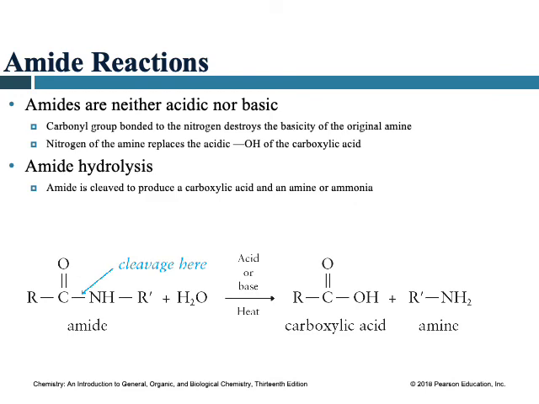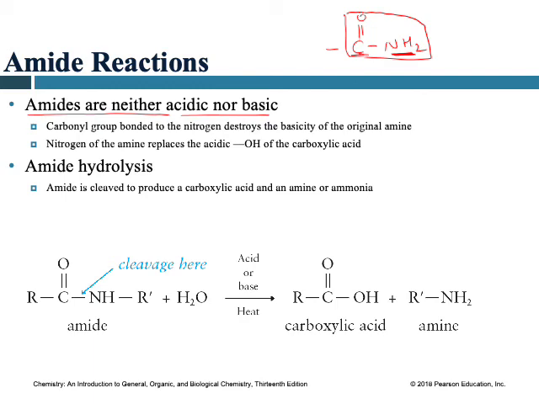So now let's talk about the amide reaction. First of all, amides are neither acidic nor basic. What does it mean? So what is amide? Amide is C double bond O, NH2. Because of this structure of the amide group, the carbonyl group that you have in the amide normally destroys the basicity of the amine group. Because of the presence of the carbonyl group near the NH2 group, it destroys the basicity of the original amine, right? So that means they are not basic.